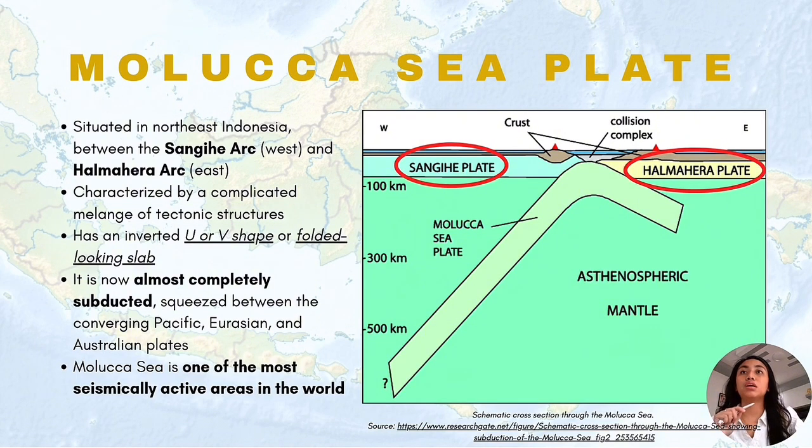So why does this matter? This is a rare tectonic configuration, a complete oceanic arc-arc collision. It also explains the high earthquake and volcanic activity in the region. It also helps us to understand how island arcs evolve and oceanic crust is recycled into the mantle.